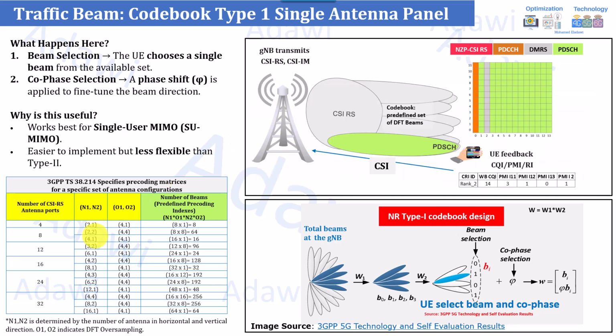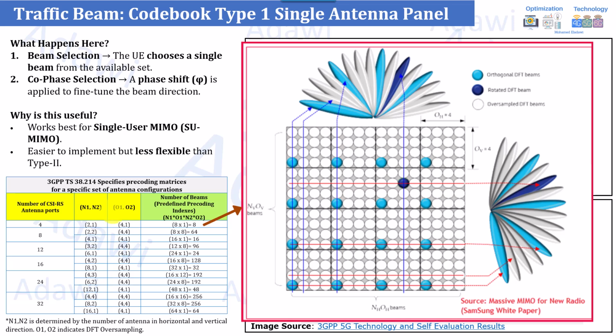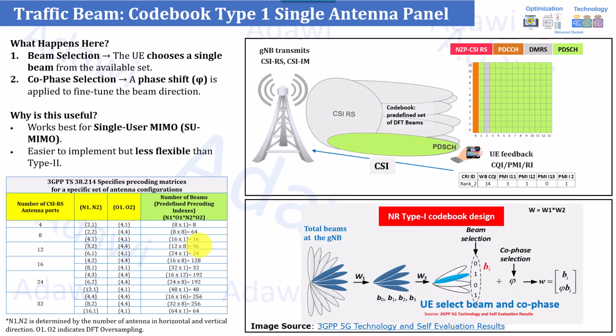vertical plane as well. And as you can see here, we also have something called O1, O2, which is called oversampling. It is as if you multiply, for example, 2 by 4. This means you will have 8 beams in the horizontal plane and 1 beam in the vertical plane. While here, 2 multiplied by 4 and 2 multiplied by 4, you will have 8 in the horizontal and 8 in the vertical, and so on. Here in total you have 64 beams, and this is your precoding matrix.